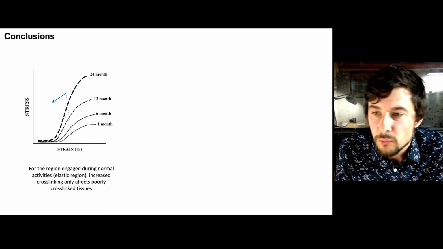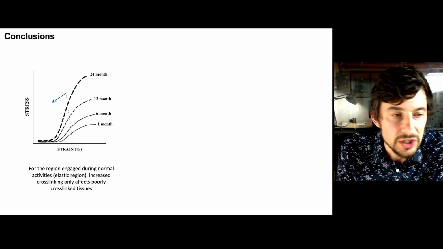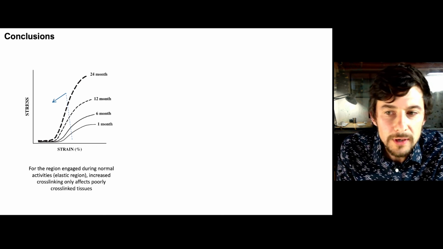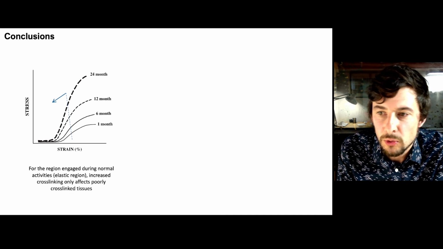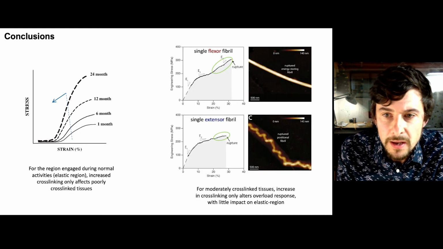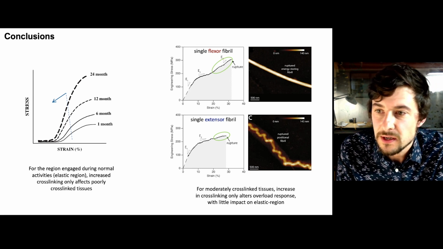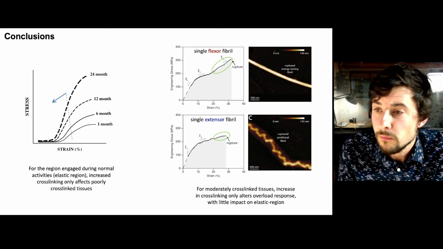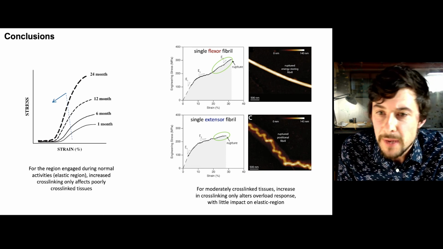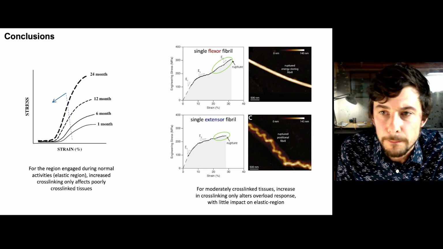However, what's important to realize is that the effects of altered enzymatic or advanced glycation end product crosslinking only appear to affect normal loading response in poorly cross-linked tissues. Meanwhile, for reasonably cross-linked tissues, cross-linking alterations mostly affect the overload region, which may have important functional implications for how native tissues and biomaterials respond to damage and cue repair.